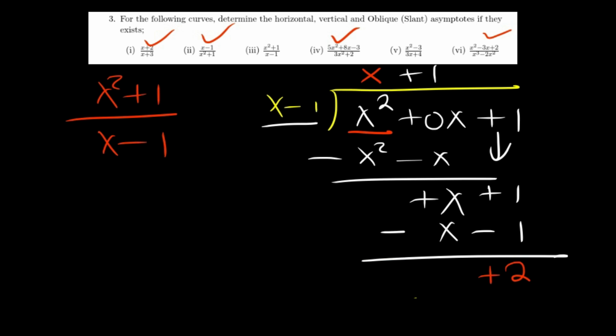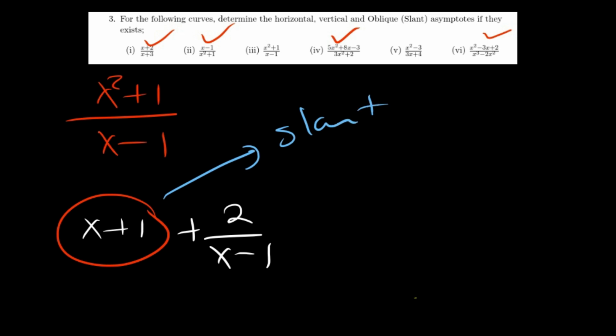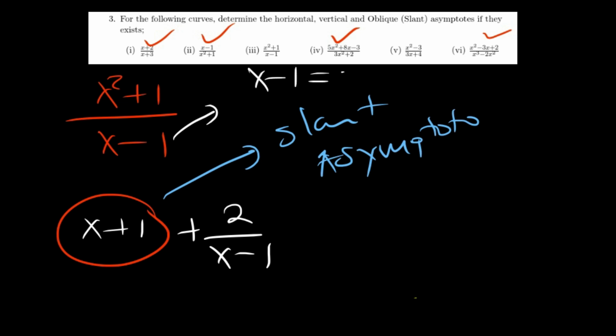So therefore what we have is the quotient x plus 1, the remainder is 2 over the divisor, which is x minus 1. So what has this told us? The quotient is the equation of the slant asymptote. That's a linear equation, that's a line. And then of course the vertical asymptote is still found in the same way, by equating the denominator to 0. So we find that x is equal to 1 for the vertical asymptote. Simple and straightforward, right?